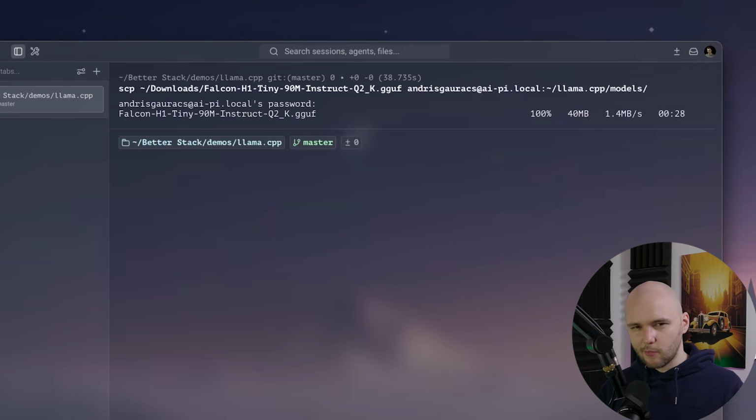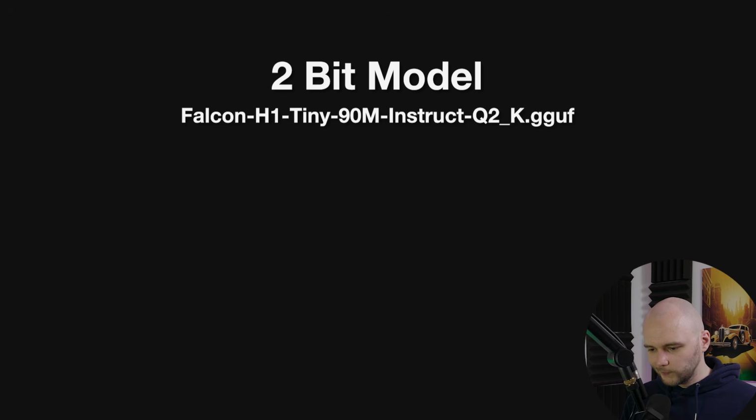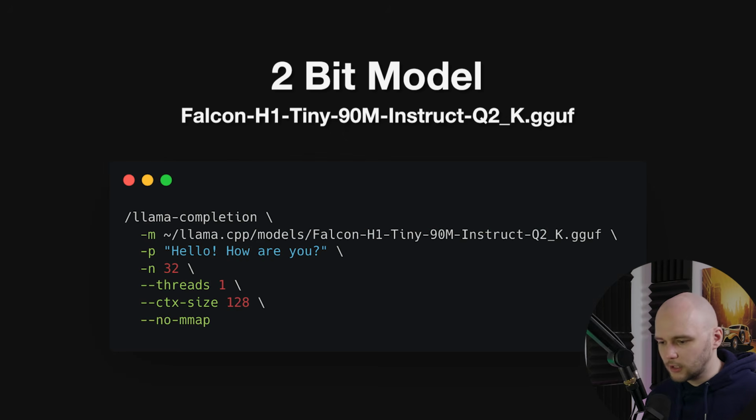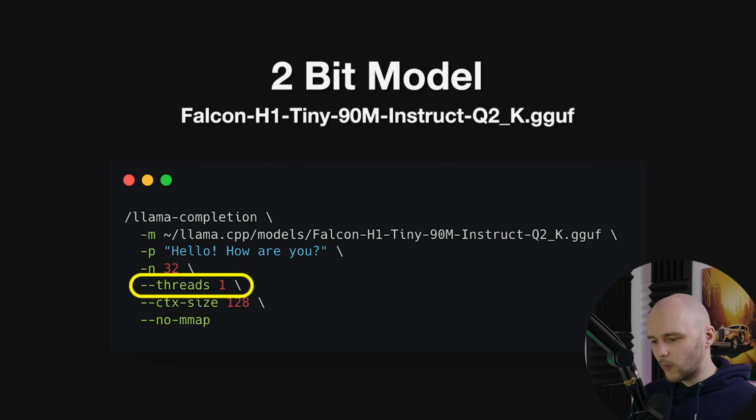Now here comes the fun part. Let's move over to our Pi and execute our first inference test. We'll start with the most aggressive compression, the 2-bit quantized model. And here we need to run this long command. And basically what I'm doing here is prompting it with a simple hello, how are you, and capping the output at 32 tokens. And we're specifying exactly one thread because, well, that's all we have. And we're also keeping the context size tiny at 128 tokens to save every possible byte of RAM.